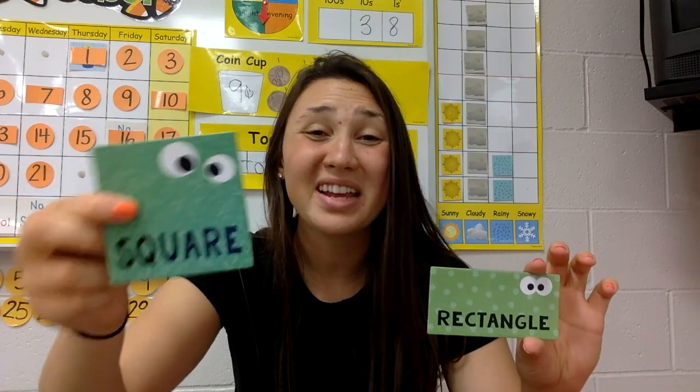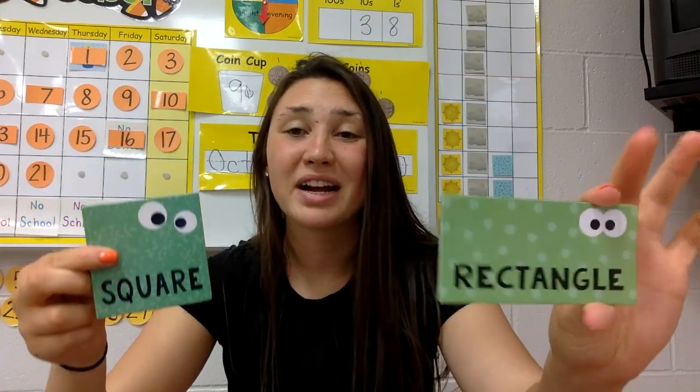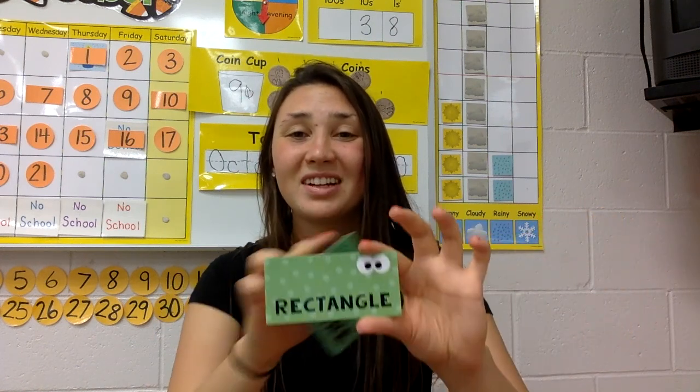And what shape is this? What shape is this? Yeah, it's a rectangle, and it's different than a square because a square has 4 even sides, and a rectangle can have long sides. Long, short.